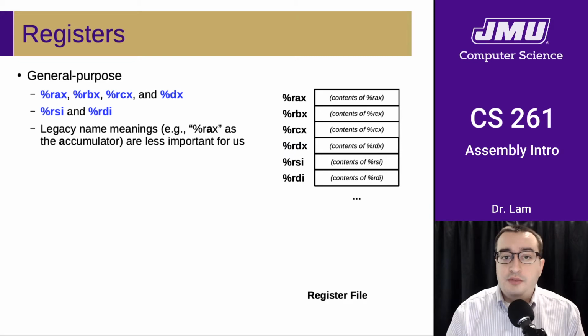There are a variety of register operands in x86-64. Some of the ones that we will focus on for now are the general purpose registers: RAX, RBX, RCX, RDX, and then RSI and RDI. You can envision these as a bunch of different slots in the register file of the computer. Some of these names have legacy meanings. For instance, RAX used to be the accumulator register. These meanings are less important for us now, and we're just going to think about these as general purpose registers that we can use for whatever purpose we want.